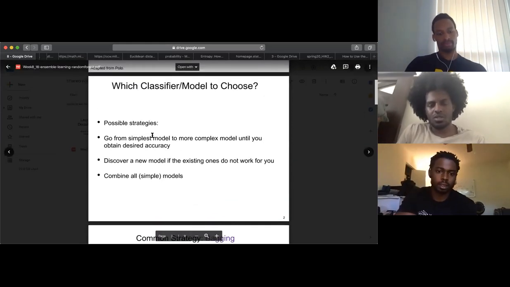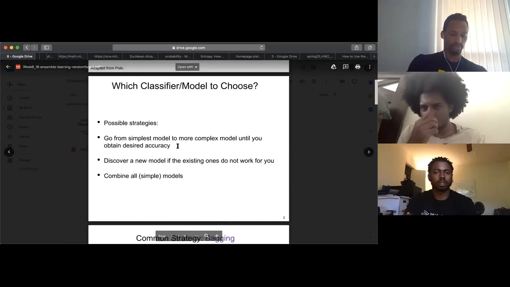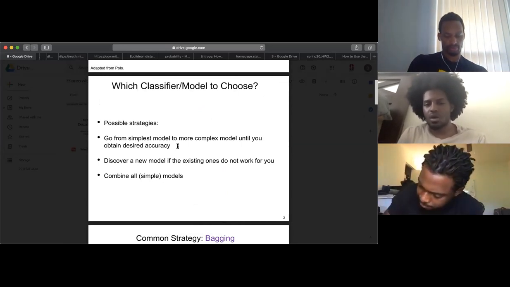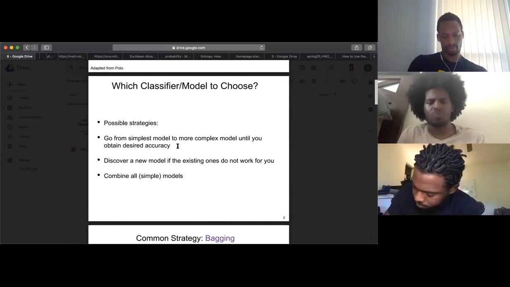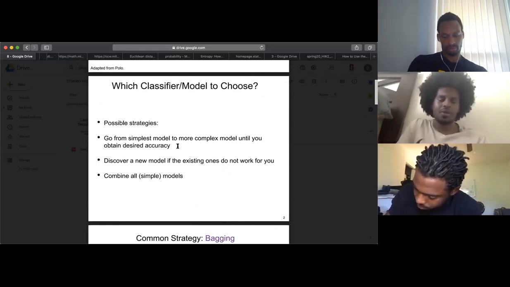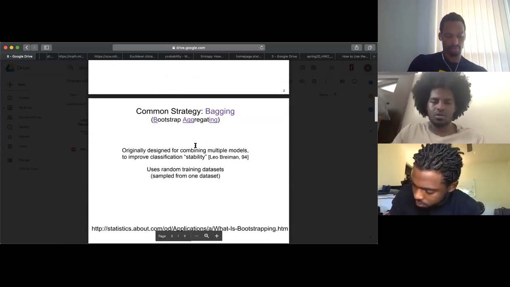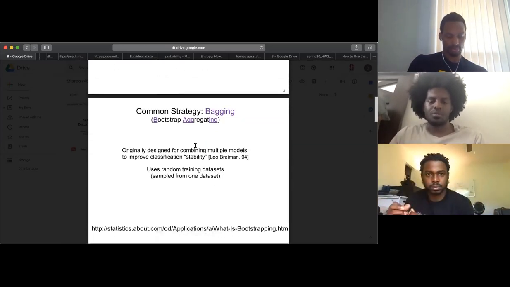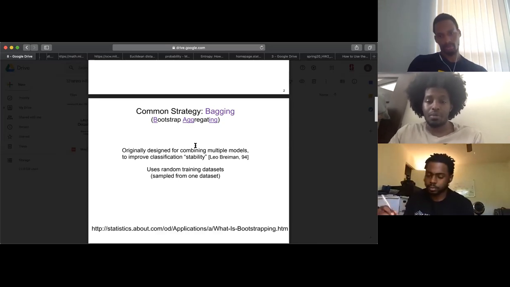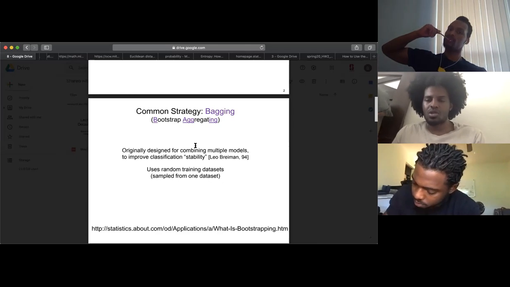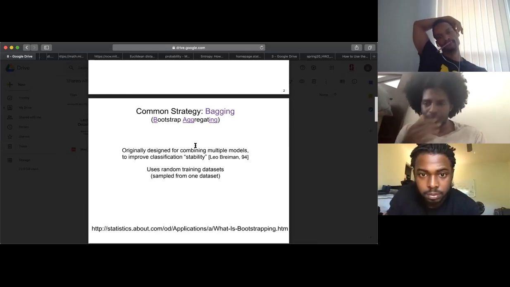Yeah, so this is saying what classifier to choose. You can go from the simplest model to the more complex model until you get the desired accuracy. You could discover a new model if the existing ones don't work, or you combine all the simple ones together and try to get a high accuracy that way. But let's talk about bagging, which is called bootstrap aggregating. It was originally designed for combining multiple models to improve stability. This is the introduction of randomness into your total sample.